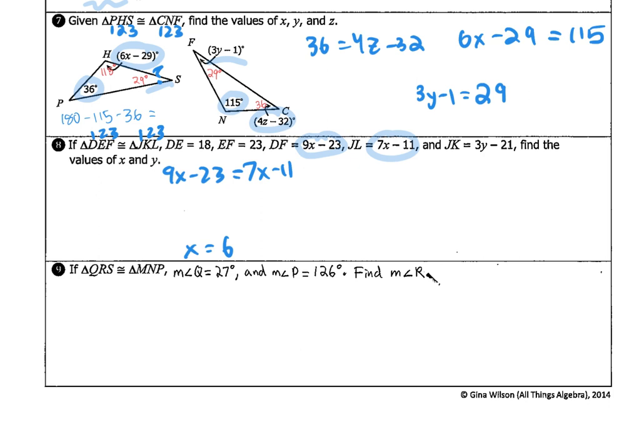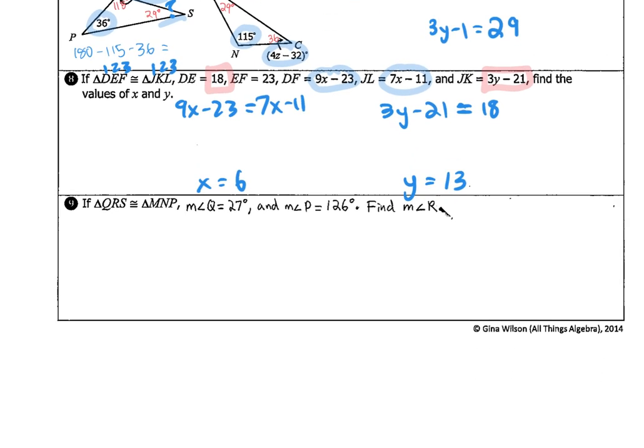Now try the same process for y. Look for something with a y, like 3y minus 21, which is JK, which matches up with DE. So I can set 3y minus 21 equal to 18. Again, I won't solve it, but I will tell you that y is 13. And so, again, practice that, refine those algebra skills, make sure you can get those. There you have it. Again, matching up corresponding parts.